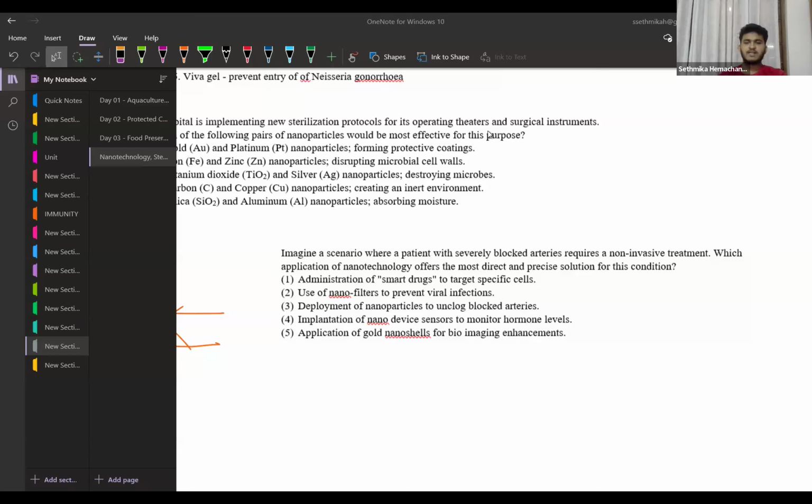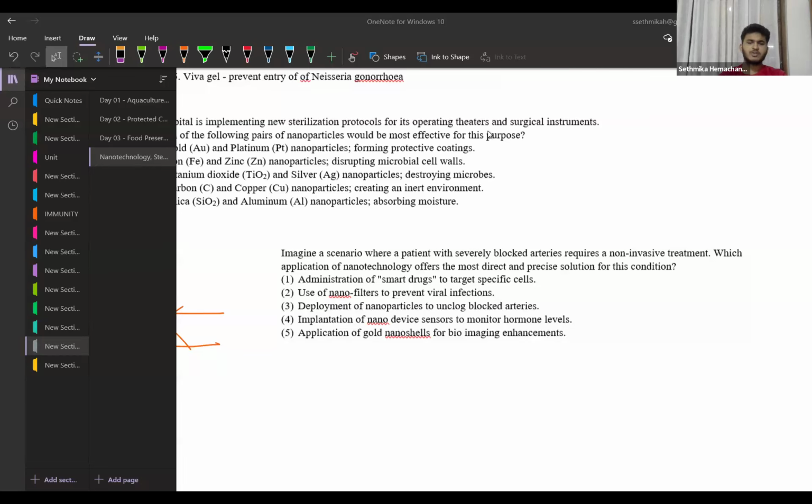Use of nanofilters to prevent viral infections? No, again, it's not related to this. It does prevent viral infections, but not related to this. Deployment of nanoparticles to unclog blocked arteries? Yes, that would be the best. So the third one is the answer.